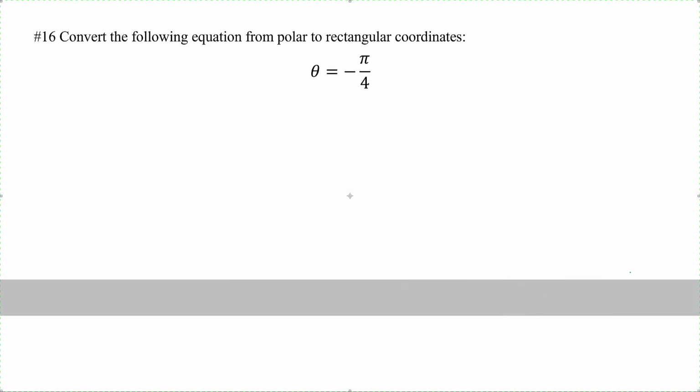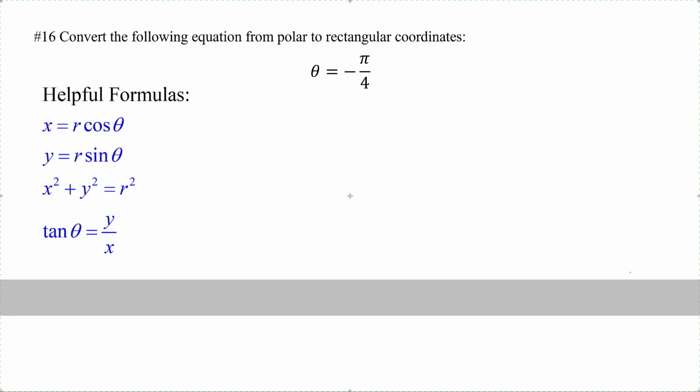Let's do one more problem, and I think you'll be good. This last problem, we're going to convert the equation from polar to rectangular coordinates. And here we're going to use these same formulas again, see what works. All we have here is a theta. Well, there's 3 different formulas with theta in it. And only one I think that's going to work really well here. And that would be if we had tangent of theta, we could turn this into y over x. Well, what I can do here is rather than multiplying both sides by a number, I can actually take the tangent of both sides.